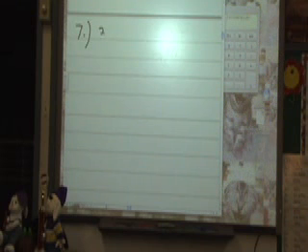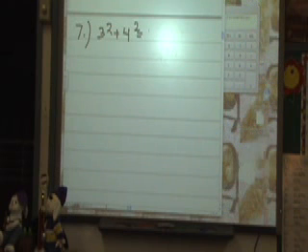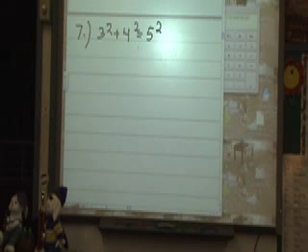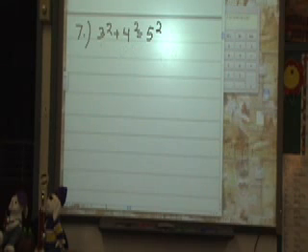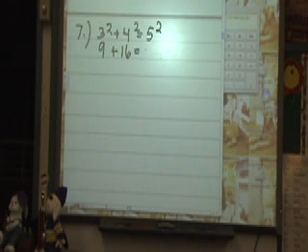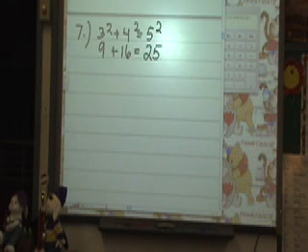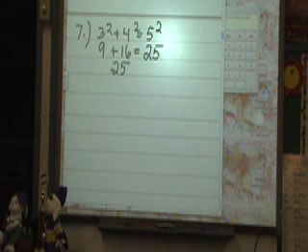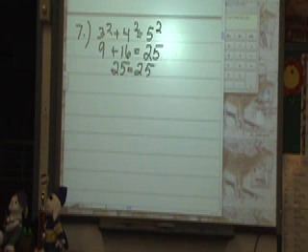3 squared plus 4 squared equals. Right. And you're always going to put the largest length in for the hypotenuse. Now you're going to work this out, and if they're equal, then yes, it is a right triangle. If it's not, then no. So 3 squared is 9. 4 squared is 16. And 5 squared is? 25. What is 9 plus 16? 25. So you write 25 equals 25 and you say yes, it is a right triangle.